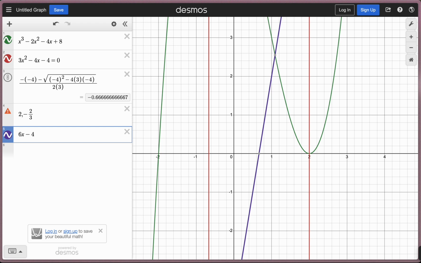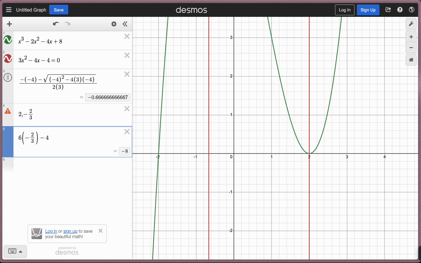At x equals 2, we're given 8. 8 is greater than 0, so we know that's concave up. That's a relative minimum. Now let's type in negative 2 thirds. That's negative 8. Negative 8 is less than 0.